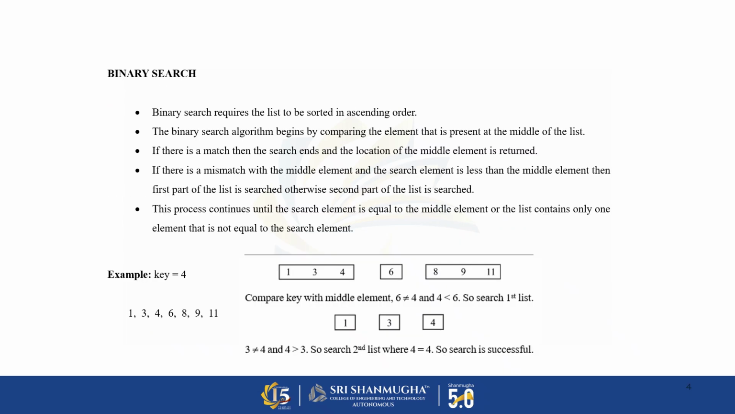Let's move on to the next type of searching, that is binary search. The binary search requires the list to be sorted in ascending order. The binary search algorithm begins by comparing the element present at the middle of the list. If there is a match, then the search ends and the location of the middle element is returned.